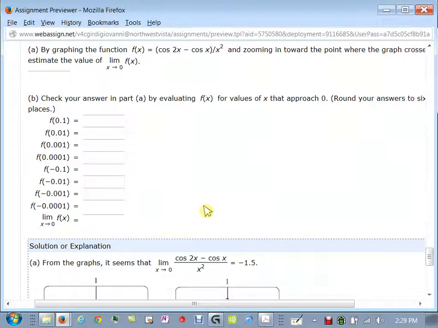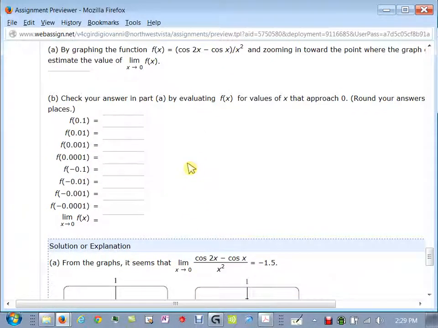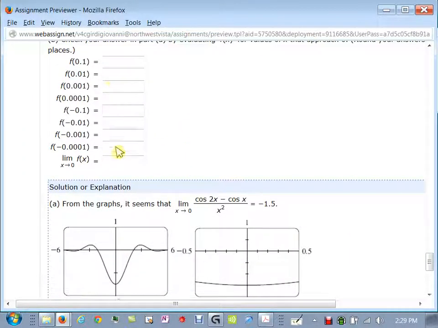All right, this is going to take some graphing and using a graphing utility. It says graph this function, zoom in toward the point where the graph crosses the y-axis, and estimate the value of the limit as x approaches 0. So this you're going to have to do on your own using a graphing utility, either a graphing calculator at home or something online like a free graphing utility.